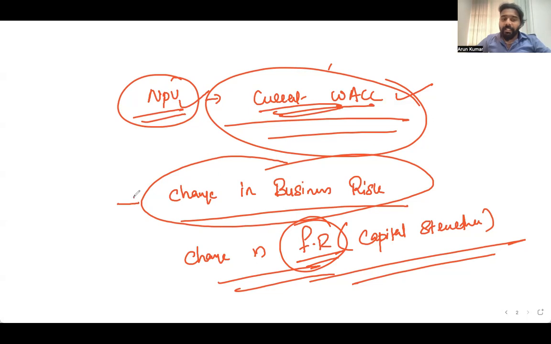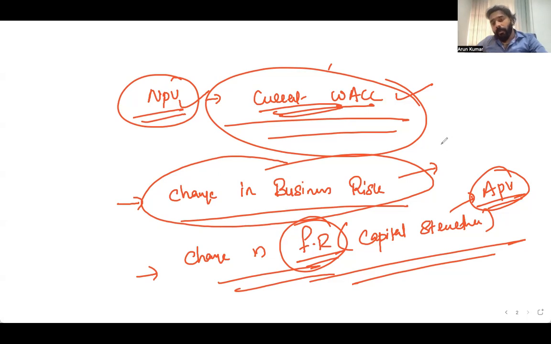So basically there are two scenarios: change in business risk and change in financial risk. If there is a change in financial risk, in that scenario we have to use the APV approach, that is the adjusted present value approach. And if there is a change in business risk, there is not much change with respect to the capital structure, so we will calculate the NPV but with a new WACC. A new WACC means that WACC should get adjusted for the risk of that new entity. Is it clear, everyone? There are two types of questions.